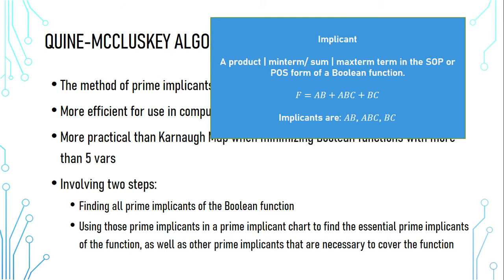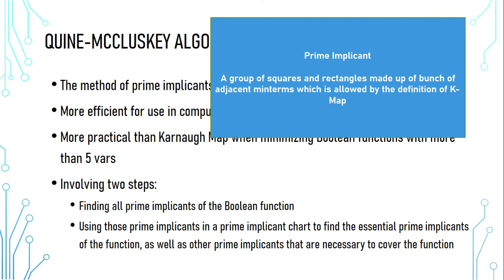So let's review some other terminology. What's an implicant? An implicant is a product term or minterm in the SOP form of a Boolean function, or some sum term in the POS form of a Boolean function. For example, A, B, and BC are implicants here. And prime implicant. A prime implicant is a group of squares and rectangles made up of a bunch of adjacent minterms, which is allowed by the definition of the Karnaugh map. For example, minterms 0 and 1 make a rectangle in a Boolean function consisting only of them.